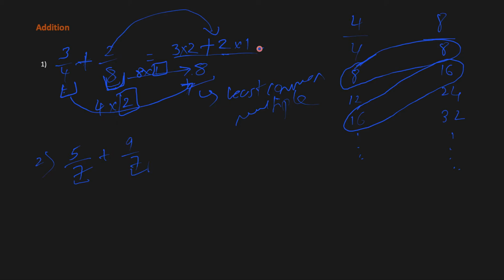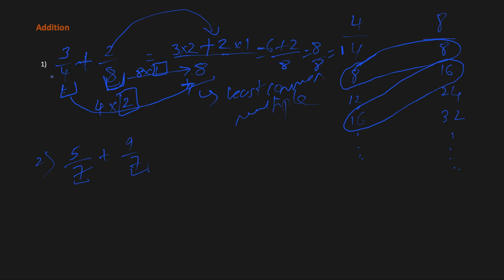Therefore, our answer would be 3 times 2 is 6, plus 2 times 1 is 2. So 6 plus 2 over 8, which is 8 over 8. And 8 over 8 is nothing but 1. Cool.